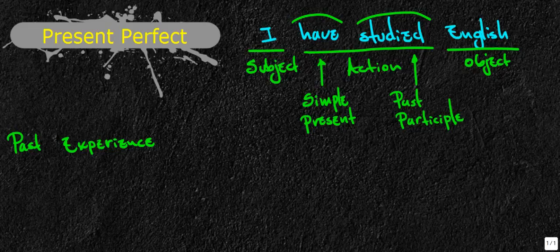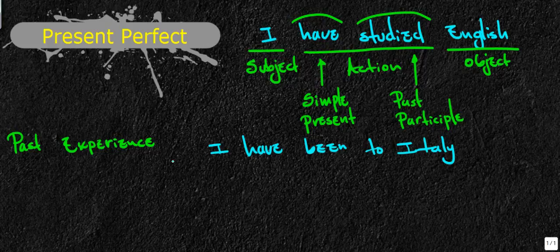So say for example that in your life you like to travel and you have visited different countries and you want to mention one of the countries that you have visited. So you could say, I have been to Italy. All right. So this sentence is talking about a past experience that you have. It's not being specific about the time. It's not being specific about the repetition. I don't know how many times you went to Italy. The only thing that I know is that you have the experience of going to Italy.